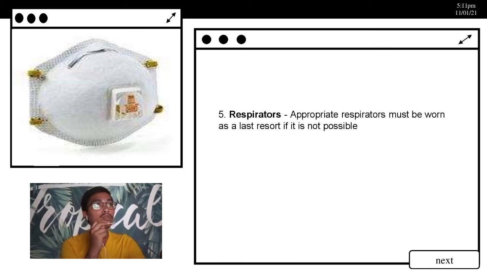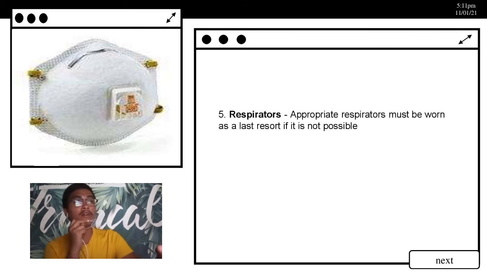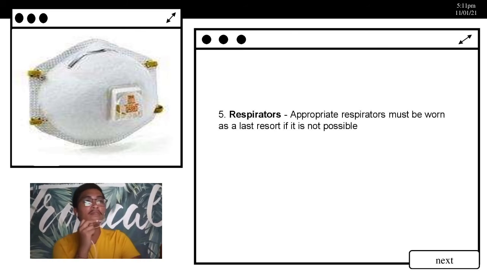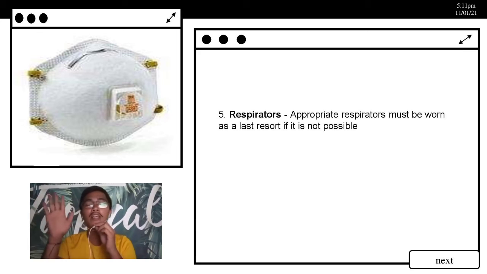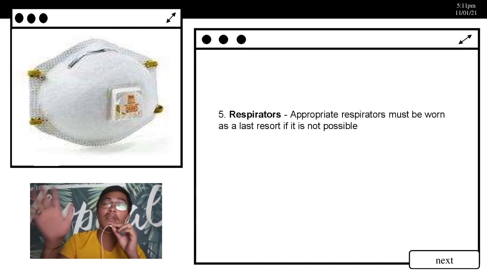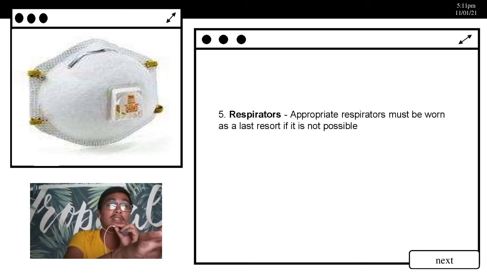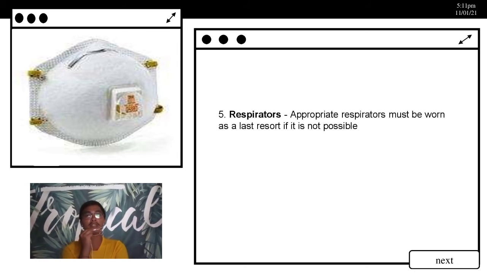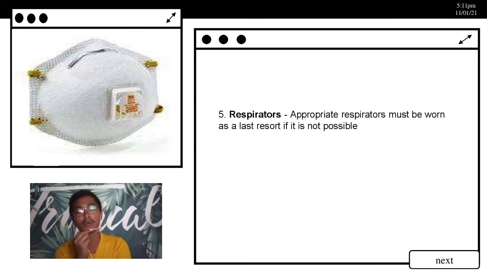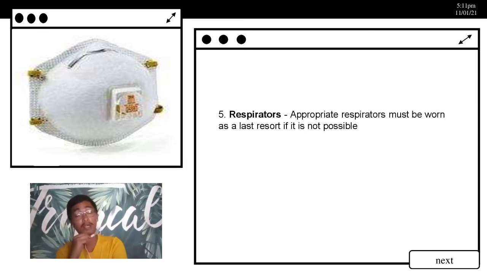So let's go to the types of respirators. The first one is the surgical mask. It will protect you against large droplets and splashes. Actually, there are types of respirators that need fit testing. Why? Because if it does not fit you, it is useless, since powdered chemicals or fumes would still get in.